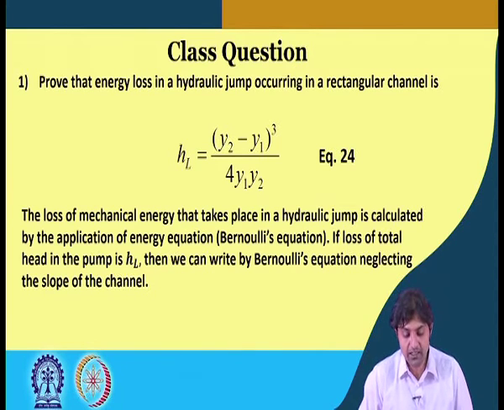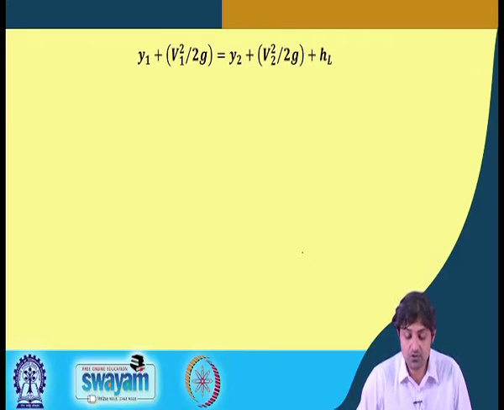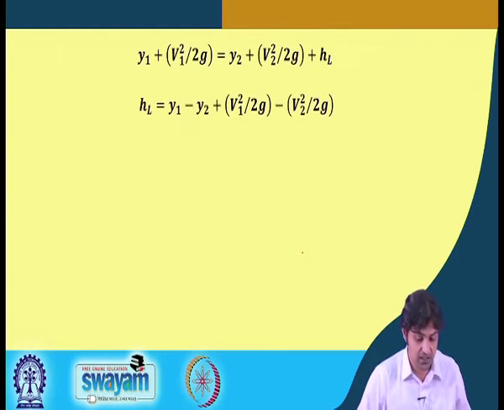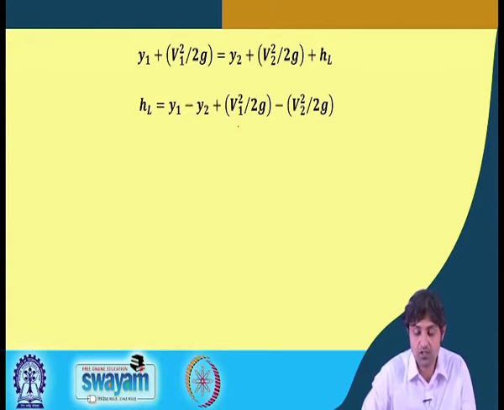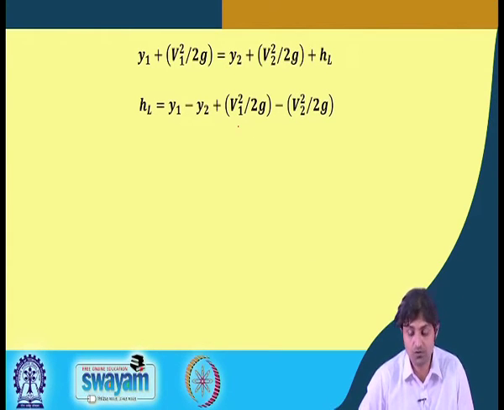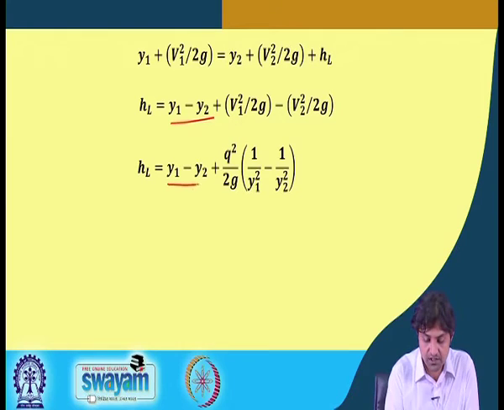So, the loss of the mechanical energy that takes place in a hydraulic jump is calculated by the application of the energy equation, Bernoulli's equation. If the loss of total head in the jump is HL, then we can write by Bernoulli's equation, neglecting the slope of the channel, as Y1 plus V1 square by 2G is equal to Y2 plus V2 square by 2G plus head loss. This is what we generally write. All right. So, head loss can be written as Y1 minus Y2 plus V1 square by 2G minus V2 square by 2G. Okay.